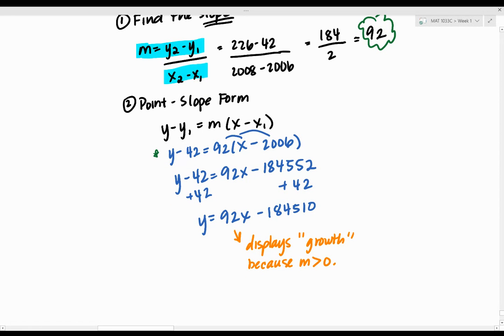Now, it said that it wanted an equation that showed growth. A reason that I know that my answer is correct is because my slope is positive. Because the slope is positive, this means that if I were to graph it, the line would be increasing from left to right. That would show an increase or a growth. So I know because my slope is positive, this displays growth, so I must be on the right track. So the equation that would show that, what my author asked me, is this. Okay, cool. I hope this makes sense.